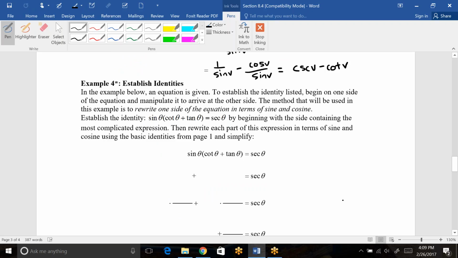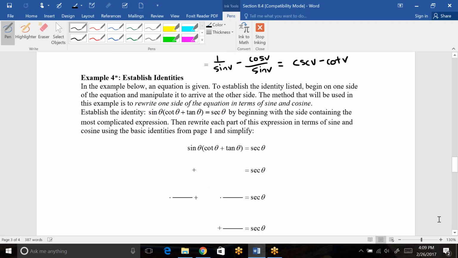All right, so now we're going to show you how to establish an identity. Now, when we work on an identity, you only work on one side of the actual equation. We are not solving. We're not dividing by things on both sides. We're not adding or subtracting something over. We are trying to force the left side to be manipulated into the right side. So for this first one, we have sine theta times cotangent theta plus tangent theta. The first thing I would try is maybe let's distribute this. So this would be sine theta cotangent theta plus sine theta tangent theta.